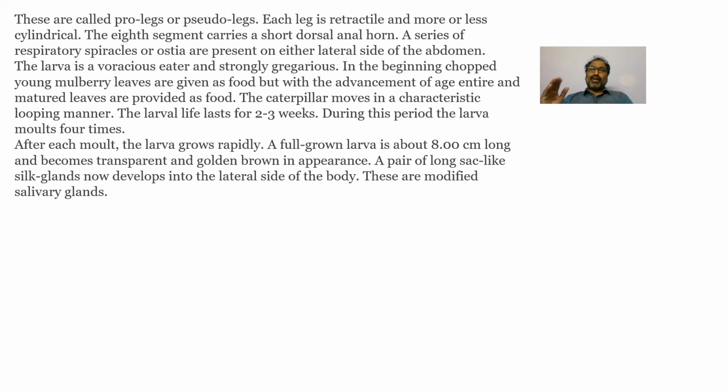After each moult, the larva grows rapidly. A full-grown larva is about 8 centimeters in length and becomes transparent and golden brown in appearance. A pair of long sac-like silk glands now develops, in the lateral sides of the body. These are modified salivary glands. Don't forget, the silk glands are not different. Silk glands are the modified salivary glands of the silk moth, isn't it?